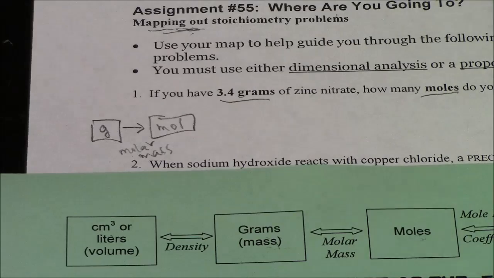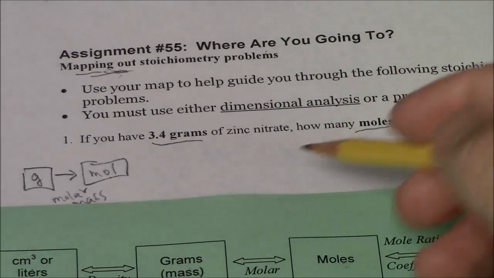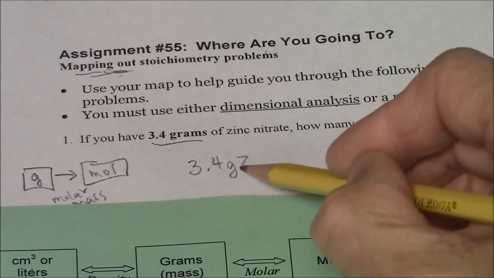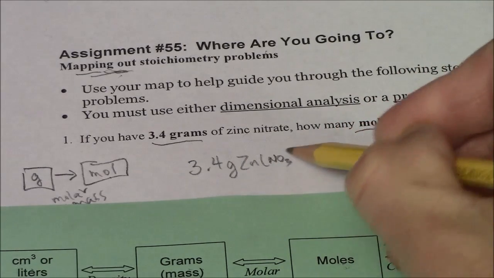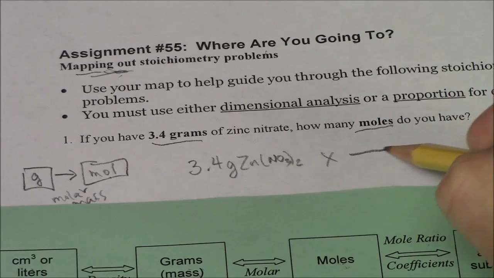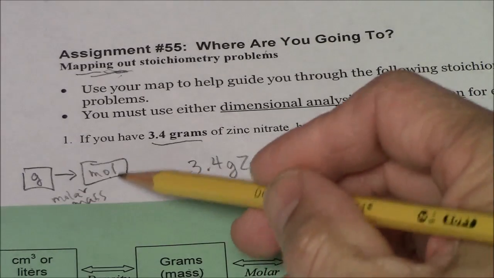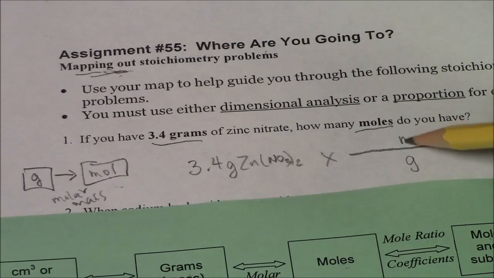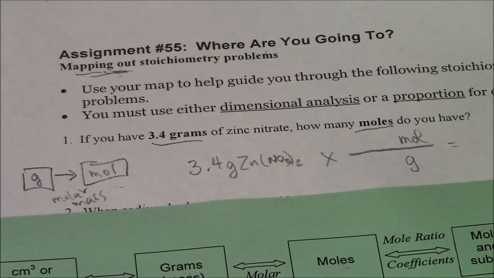So this is all I have to do for 1. If you're doing dimensional analysis, given times conversion factor, which I know is the molar mass because I've already mapped it out. I've already got a plan. It's the molar mass. And since it's one step, that'll just get me there.